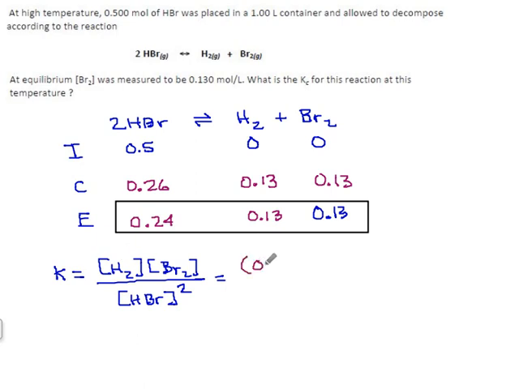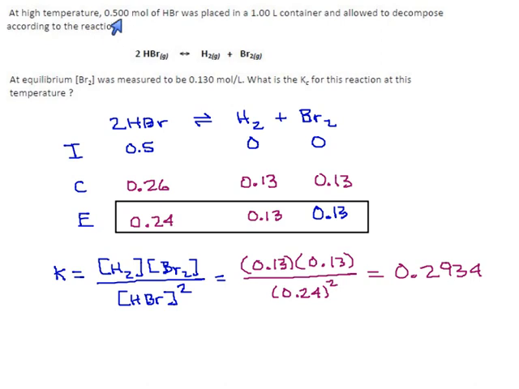Hydrogen is 0.13. Bromine's 0.13. If you wrote 0.13 squared, great, good idea. I kind of wish I'd done that. And HBr is 0.24 squared. So out comes the calculator. 0.13 squared divided by 0.24 squared. And I get 0.2934. Now, how much of that are we actually keeping? 3 sig digs, everything's 3 sig digs, so 0.293 is where we should stop. That's more like it.